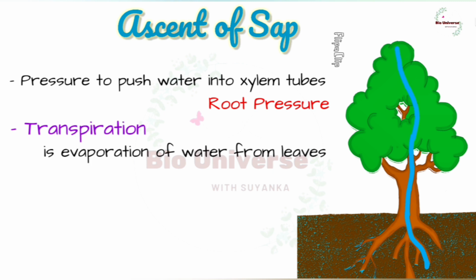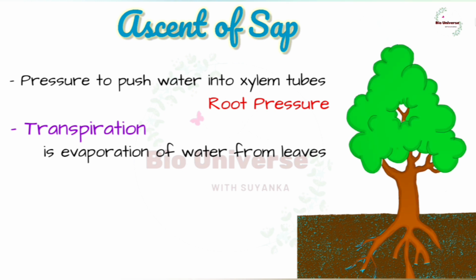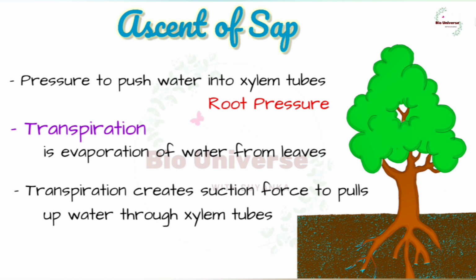Transpiration is the process of evaporation of water from the leaves. Transpiration is rapid during the day. The loss of water due to transpiration creates a suction force that pulls water up through the xylem vessels. This transpiration pull serves as the main force that transports water through the xylem. Root pressure helps in the transport of water at night.